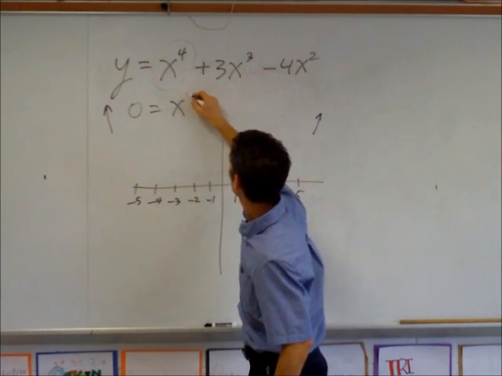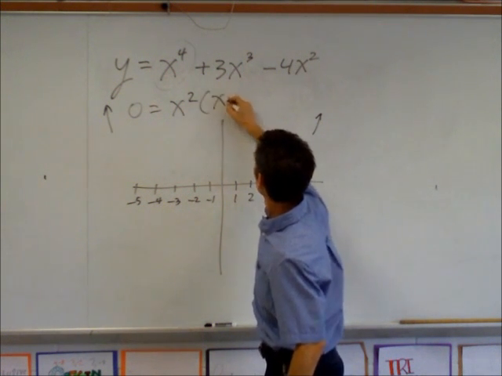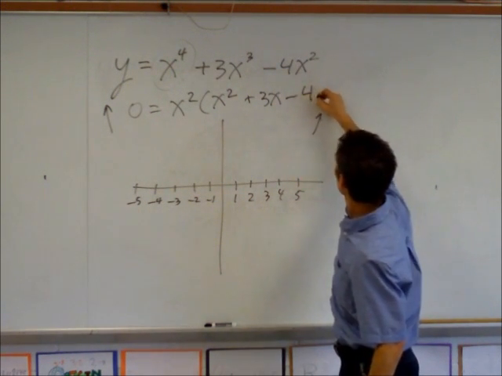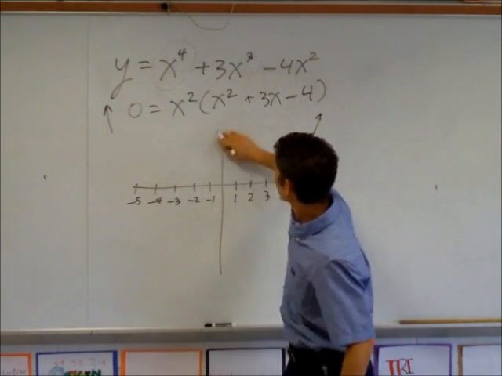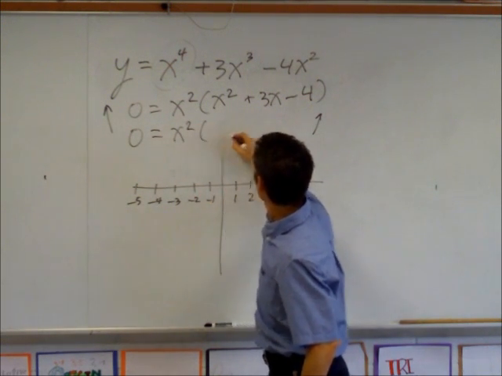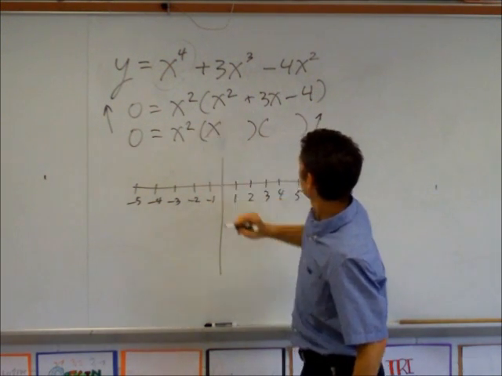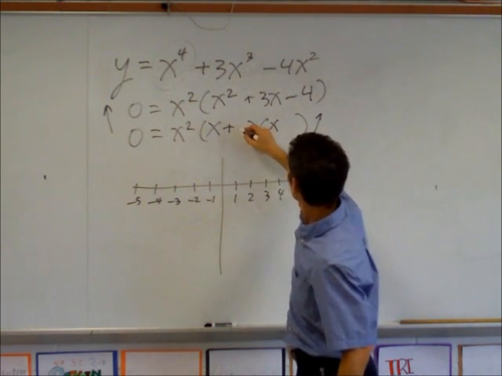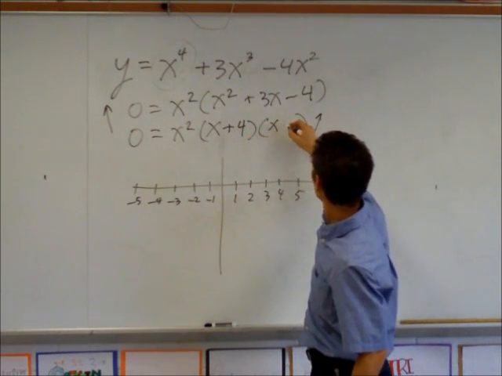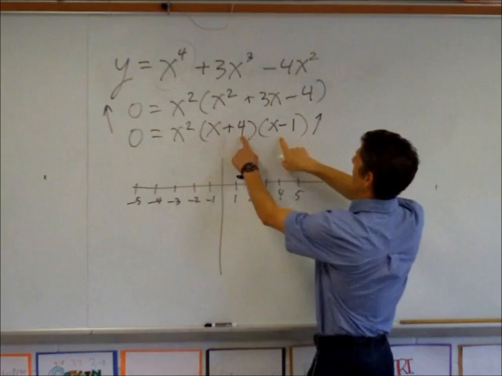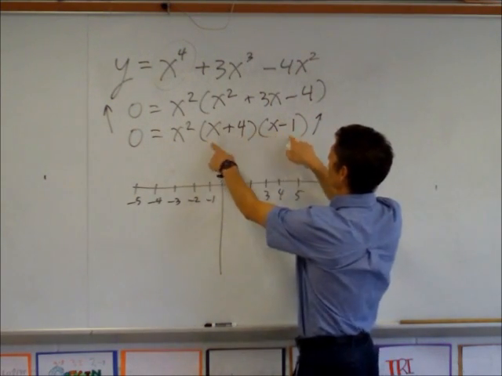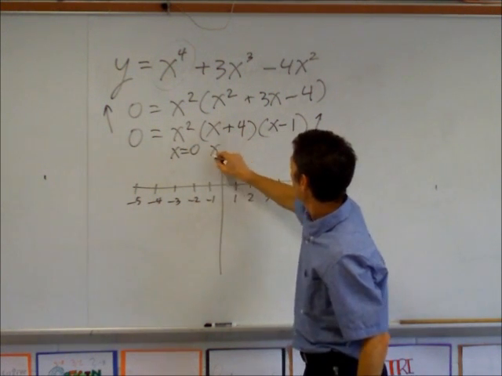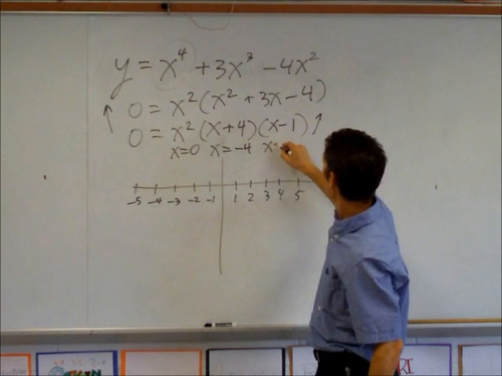So I can factor out an x squared, and what's left? An x squared from this guy, a 3x from this guy, and a minus 4 from that guy. I think I'm running out of room. So let's see, x squared, and I'm going to have an x plus 4 and an x minus 1. Does that do it? Let's see. That do it, Ms. Stewart? I think that works for me. 4x, that works. So my zeros are going to be x equals 0, x equals negative 4, x equals 1.